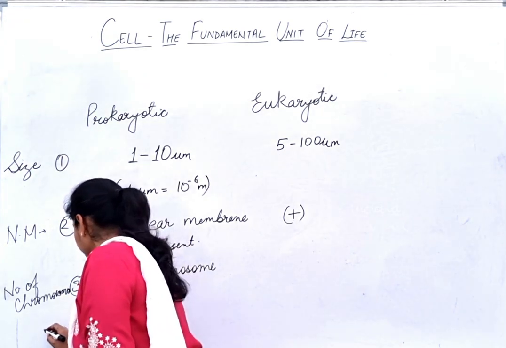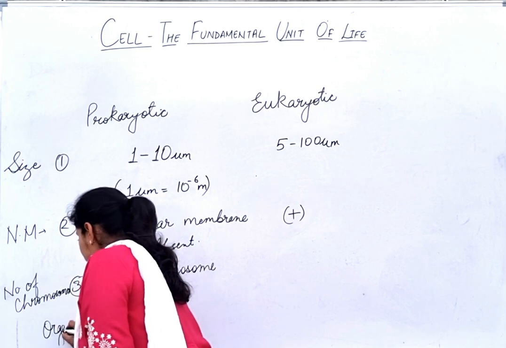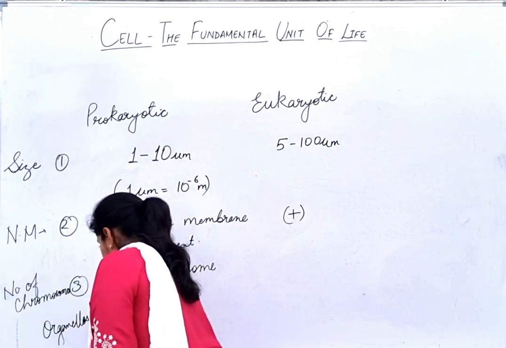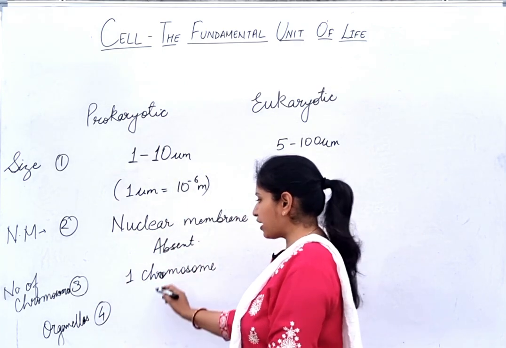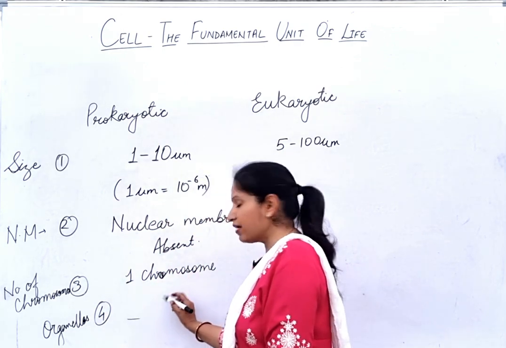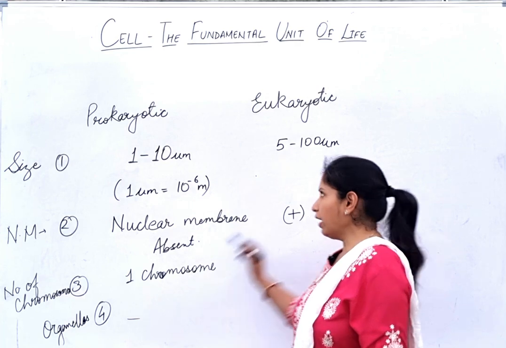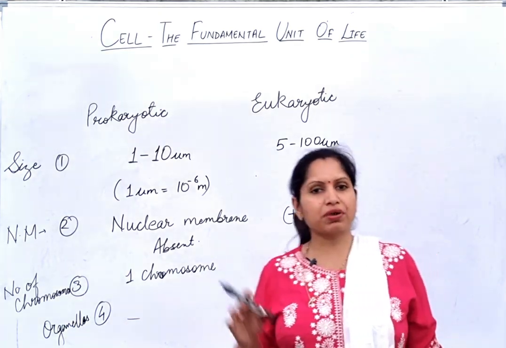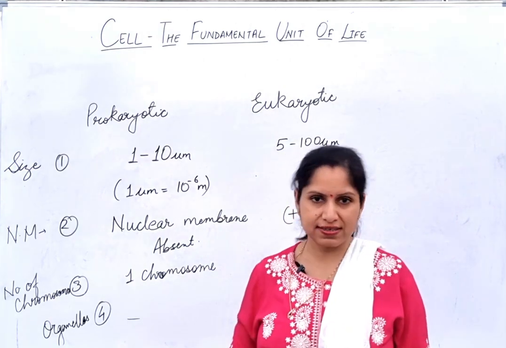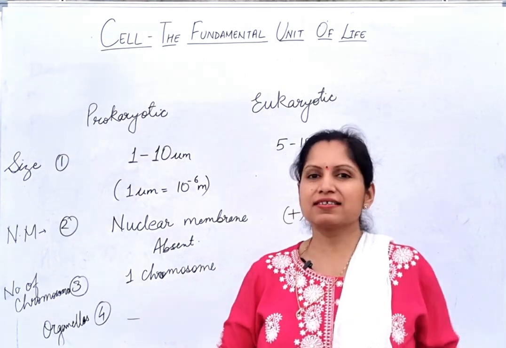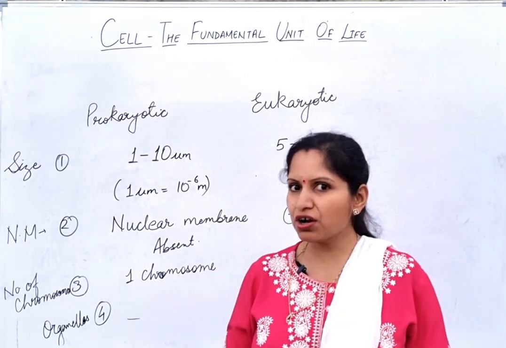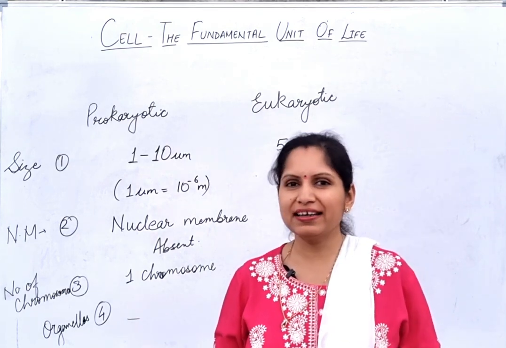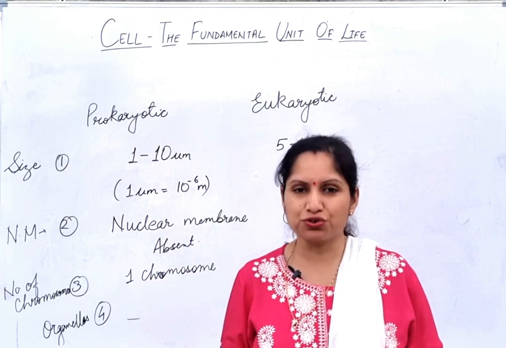So the next point will be organelles. Organelles in case of prokaryotic organisms do not have any membrane around them, and in case of eukaryotic organisms, they have membrane bound cell organelles. Okay, so that is the difference between prokaryotic and eukaryotic organisms. That's a very frequently asked question in your exams for 2 marks.